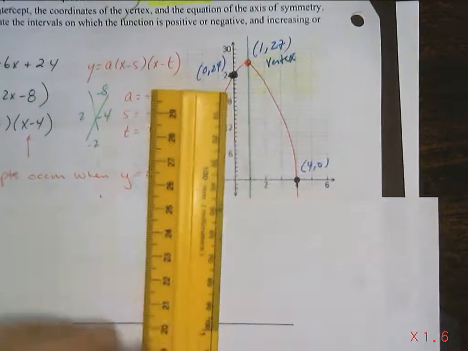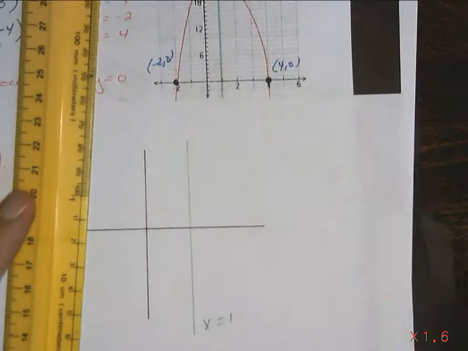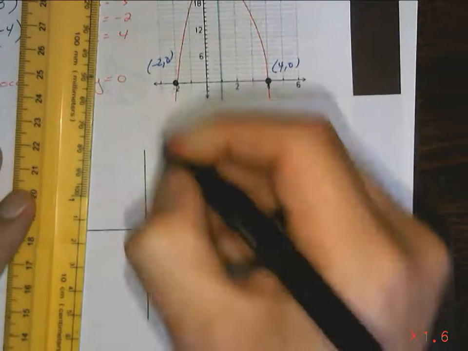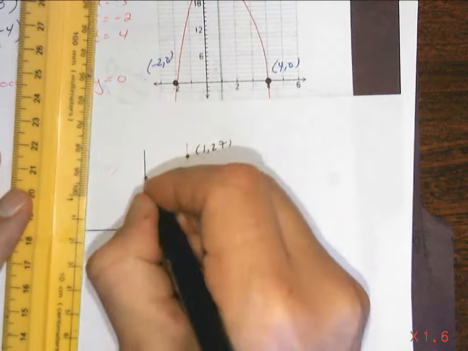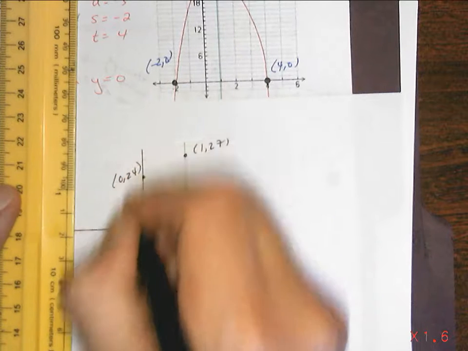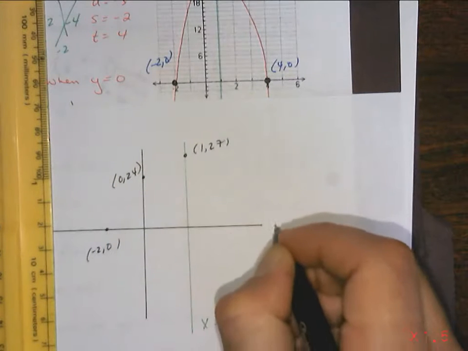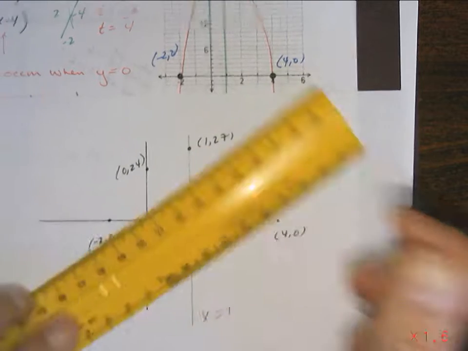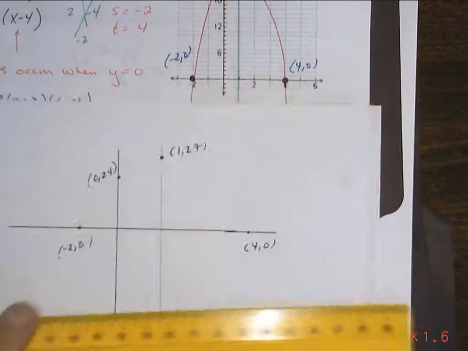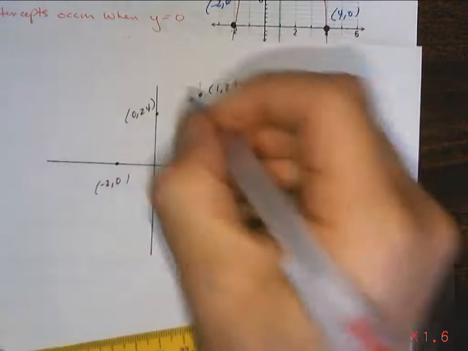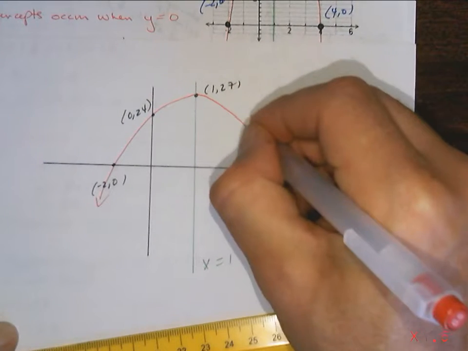We're going to have the axis of symmetry. We're going to have the vertex. We're going to go through 0, 24, and we're going to come down to negative 2, 0, and we're going to come down to 4, 0. And I want to draw on this graph so that you can see what's going on. And we're going to draw it looking like that and looking like that.